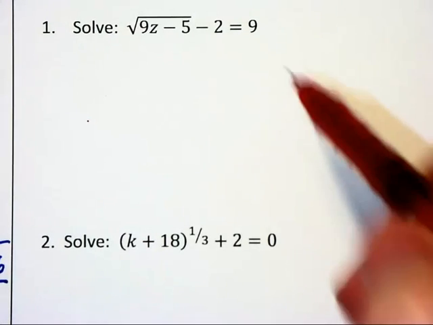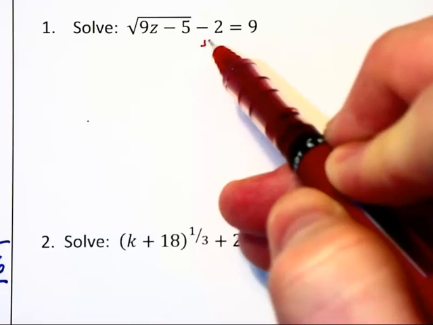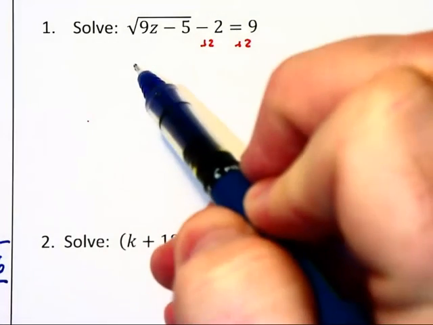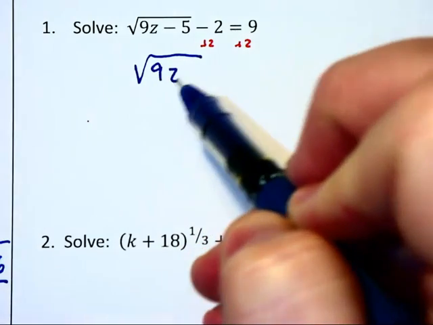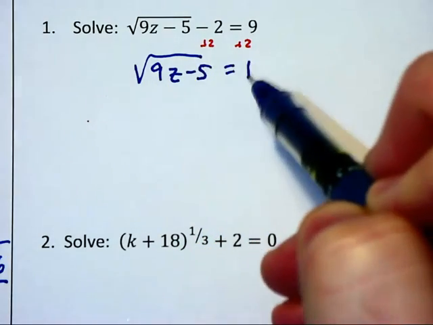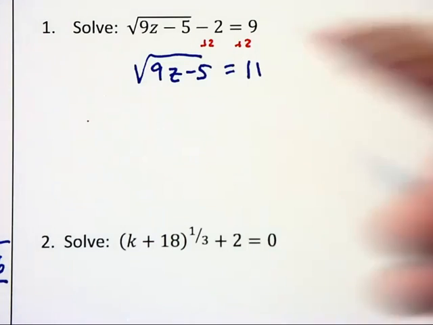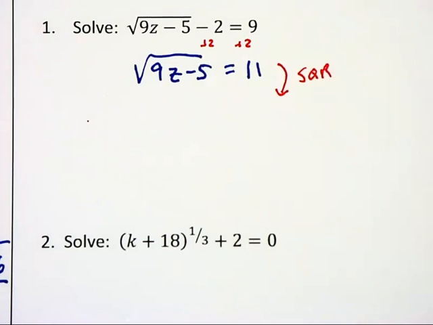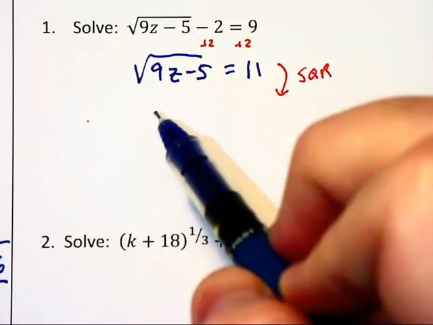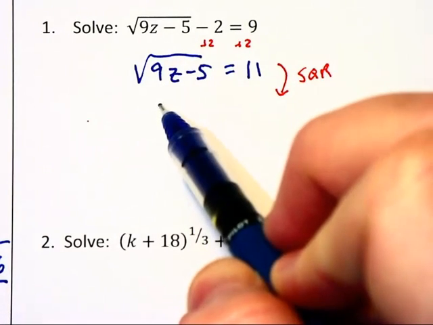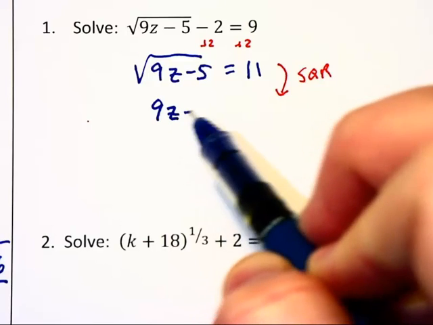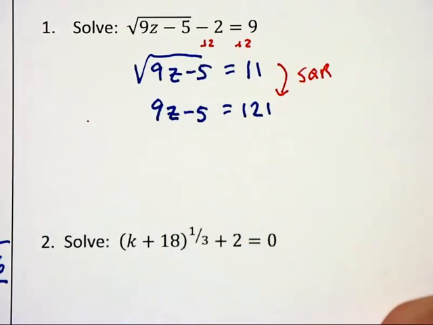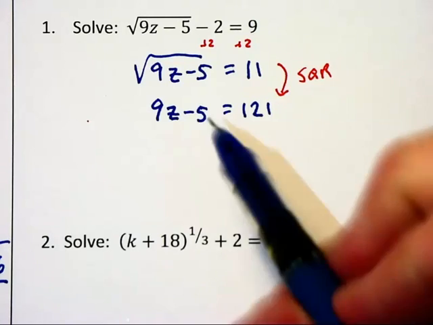In order to isolate the radical, we want to add 2 to each side of the equation. And so this will give us the square root of 9z minus 5 is equal to 11. Then what we want to do to remove the radical is square both sides of the equation. And squaring the left will undo the square root, so to speak, and leave us with 9z minus 5 equals 121. Now we just have a linear equation to solve.